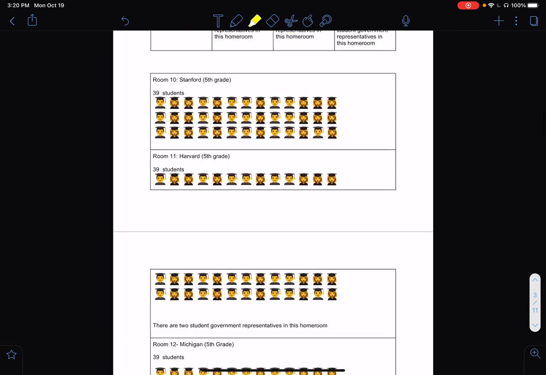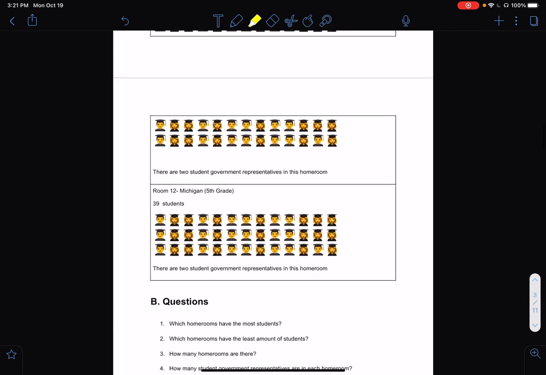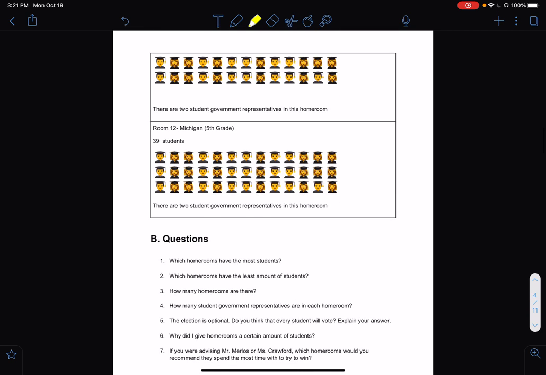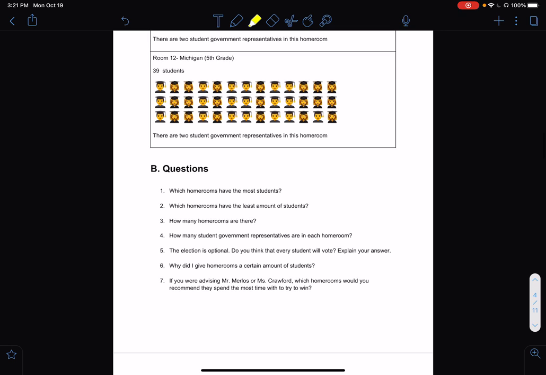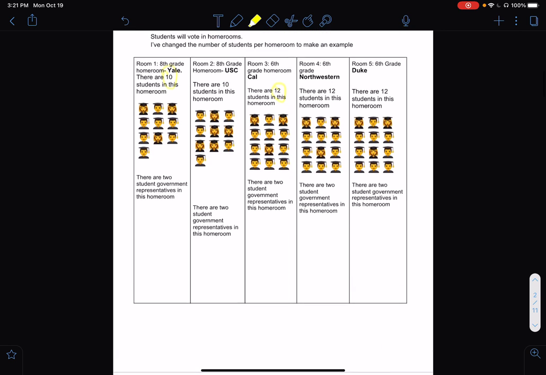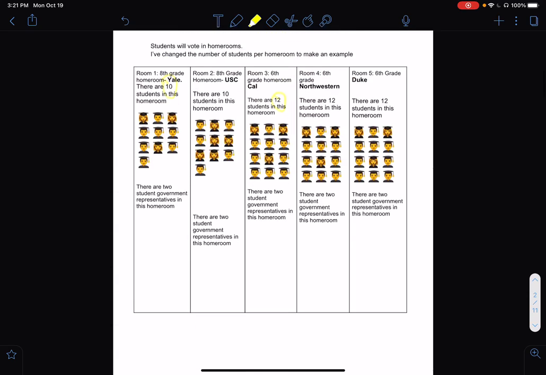Okay, let's go over some of these questions. Which homerooms have the most students? The most students are held in fifth grade. Michigan, Harvard, and Stanford have the most students, 39. So they're the biggest homerooms. Which homerooms have the least amount of students? I believe those are eighth grade. Yale, they have 10. USF, and USC.